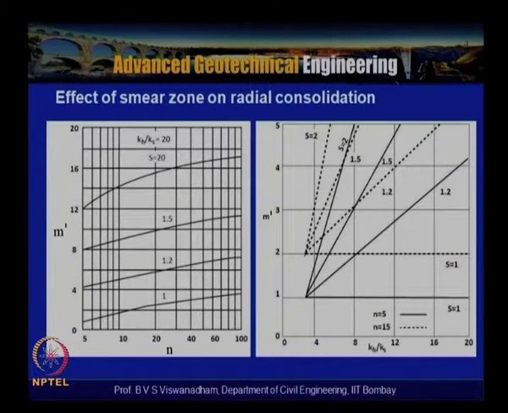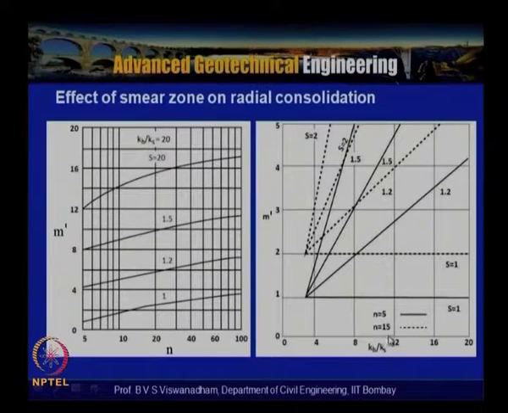Now, here the effect of the smear zone on the radial consolidation is given, and this chart, the left side chart is for n and this is for m dash. So, it can be seen that for different values of s equal to 1, s equal to 1.2, 1.5. So, s equal to 1 means that there is no smear. Then you can see how the m dash values change, and this is only for kh by ks equal to 20.